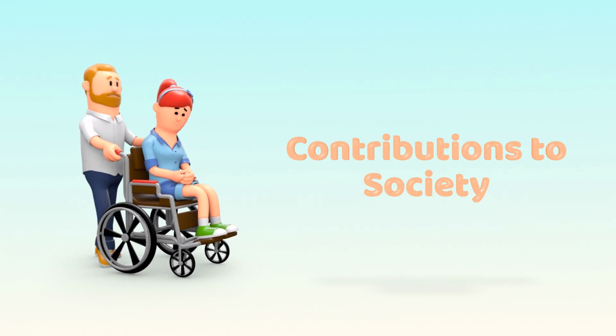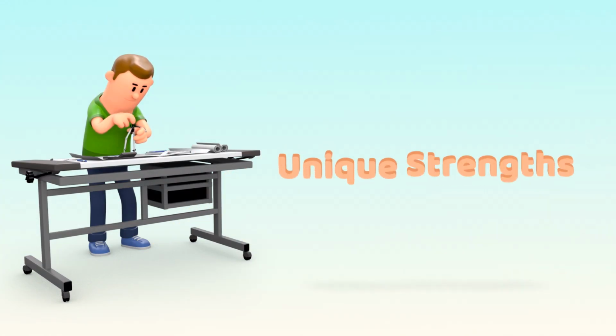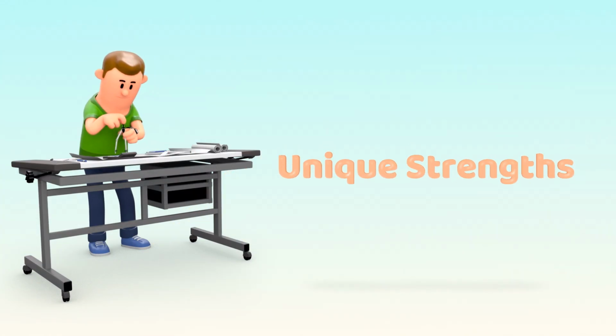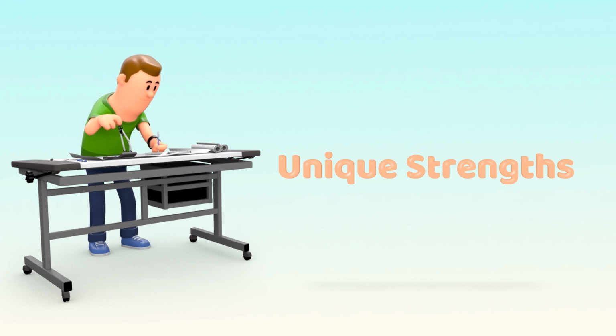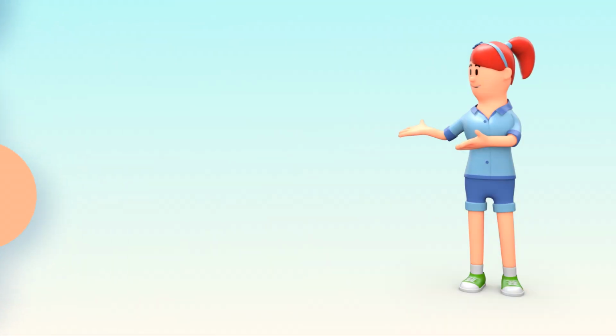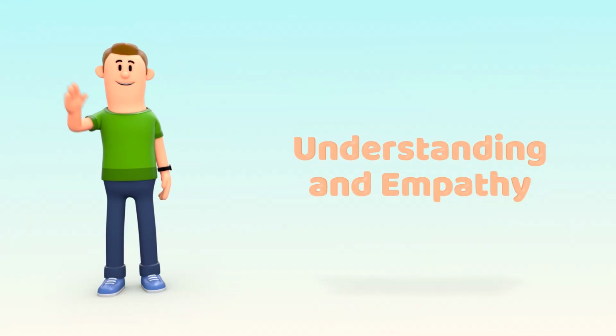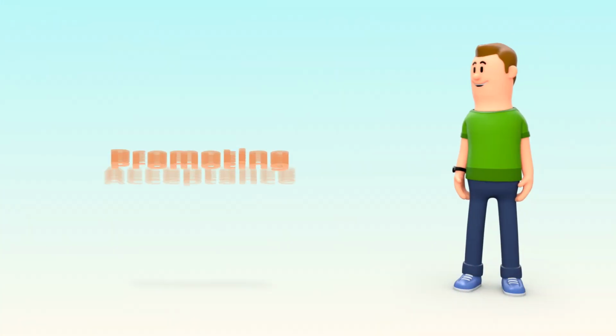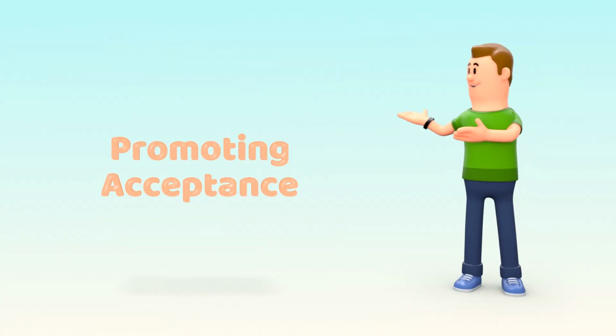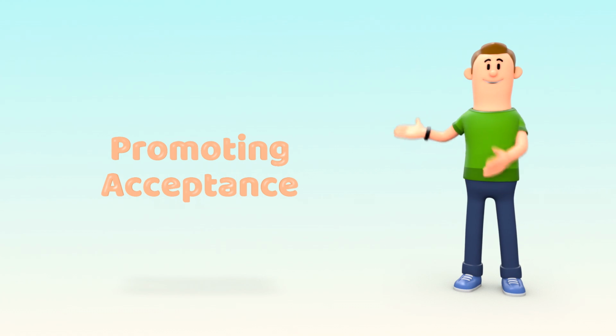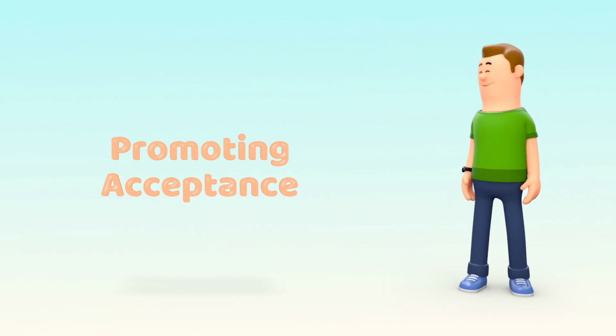unique and valuable ways. Every person on the spectrum has different strengths, and many have exceptional skills in areas like mathematics, music, or art. Conclusion. Autism is a complex and varied condition, but it's crucial to approach it with understanding and empathy. By providing support, educating ourselves, and promoting acceptance, we can help those with ASD lead empowered lives.